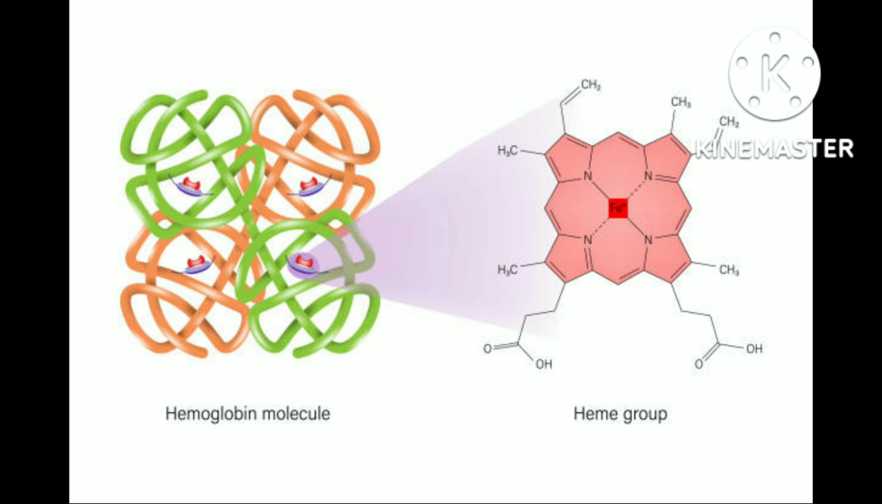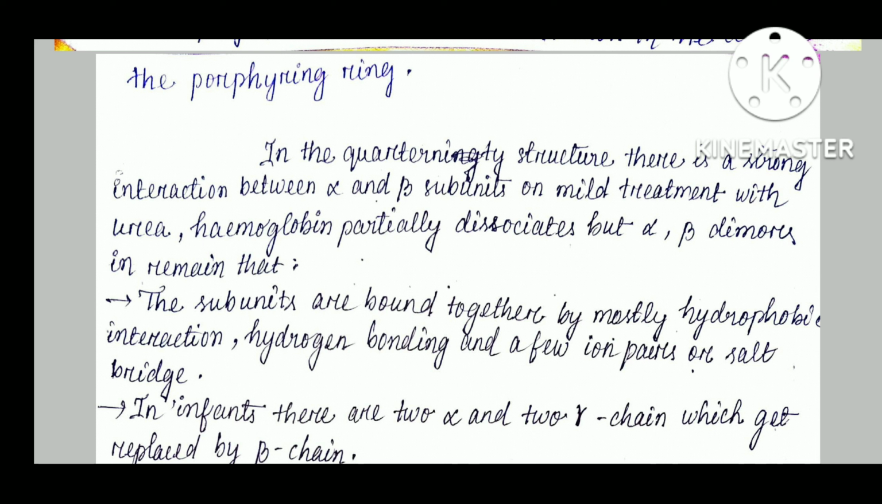In the quaternary structure, there is a strong interaction between alpha and beta subunits. On mild treatment with urea, hemoglobin partially dissociates, but alpha and beta dimers remain intact. The subunits are bound together mostly by hydrophobic interaction, hydrogen bonding and a few ion pairs or salt bridges. In infants, there are two alpha and two gamma chains, which get replaced by beta chains.